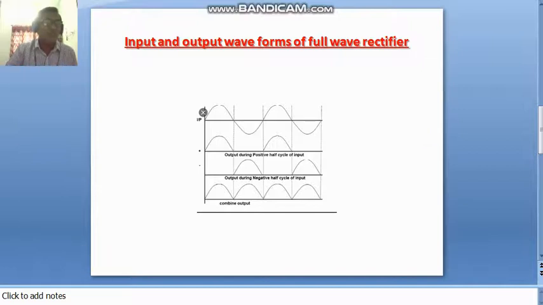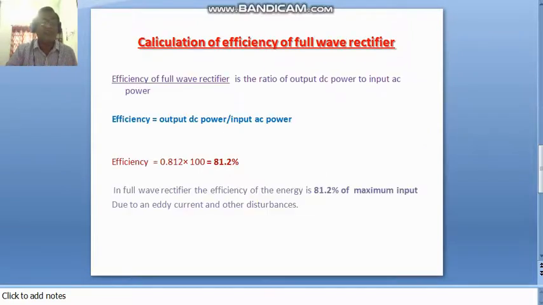So if you come to the calculation part, here is the efficiency of the full wave rectifier. In the previous class we discussed the efficiency of the half wave rectifier. Here we are discussing the efficiency of the full wave rectifier. The process is the same, the principle is the same. The ratio of the output DC power to the input AC power is known as efficiency. So the formula is 0.812 RL by 1 plus RL by RF.